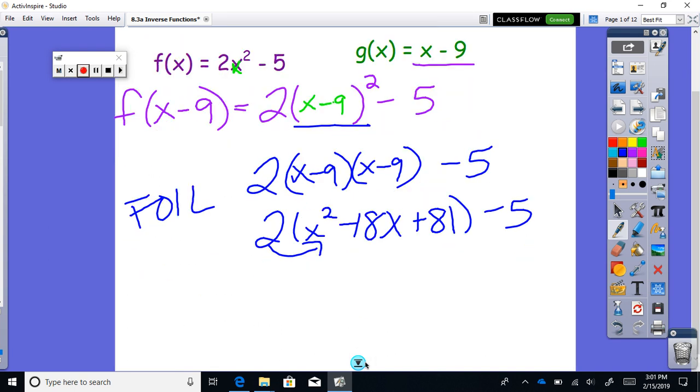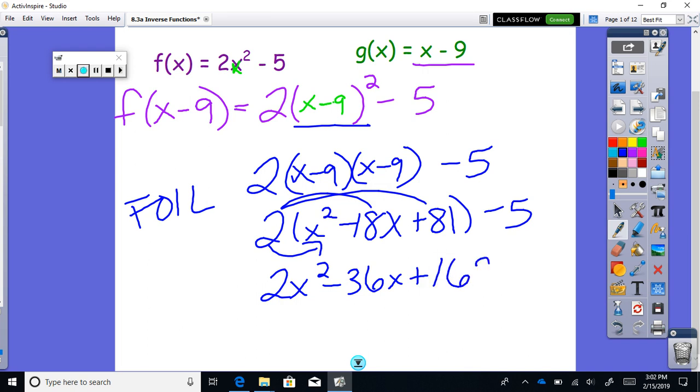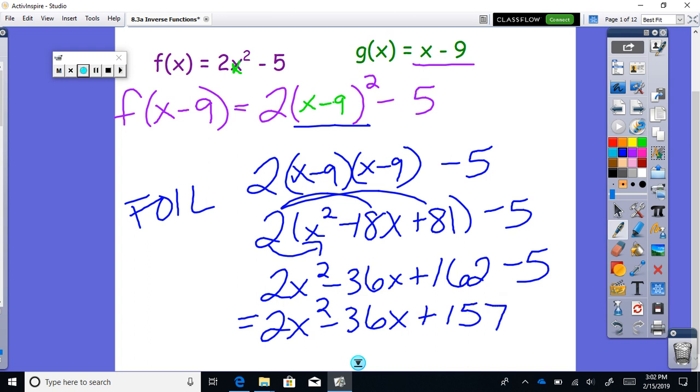Then I have to distribute the 2, so 2x squared minus 36x plus 162 minus 5. So final answer, 2x squared minus 36x plus 157. Now this is a quadratic function, our new function, and so the domain for a quadratic function is all real numbers. So I just wanted to review the composition when you compose one function of the other.